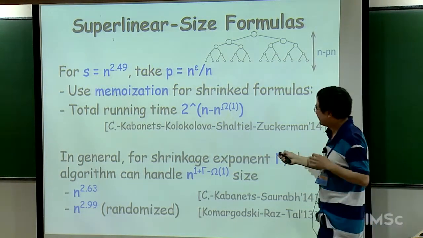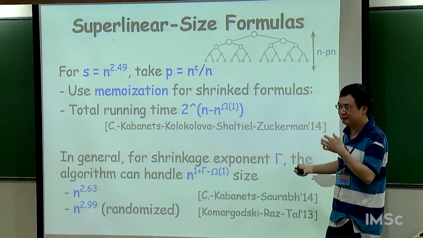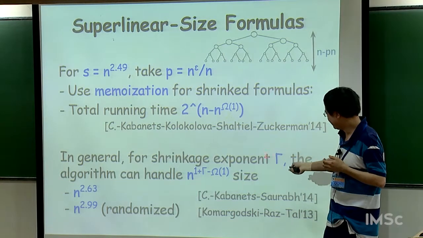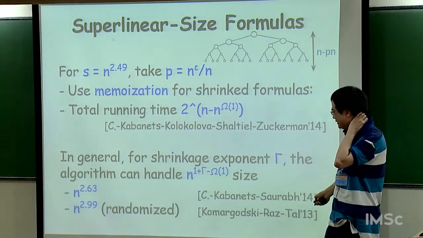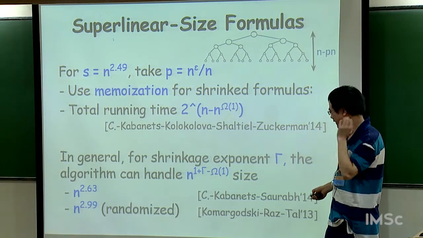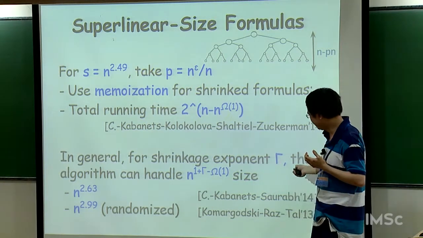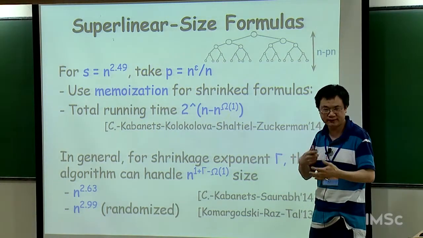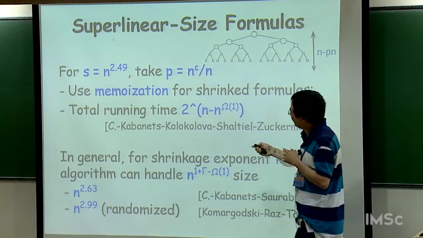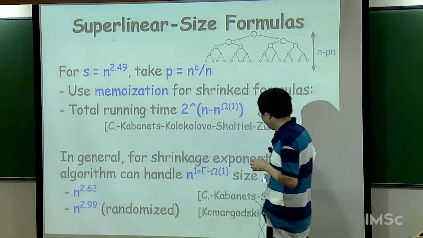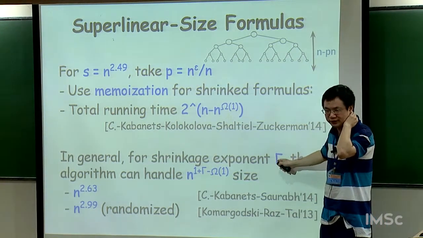Now this algorithm essentially works for any concentrated shrinkage exponent gamma. While in the previous slides we showed the concentrated shrinkage for gamma to be 1.5, it can actually be shown for gamma to be 2, but using a different process of restrictions. So there are some improvements just based on improving this concentrated shrinkage exponent gamma.